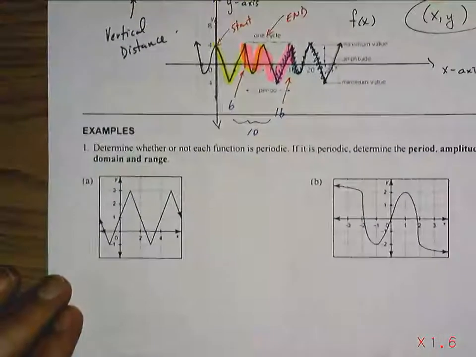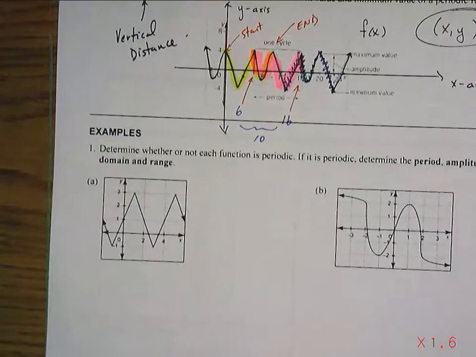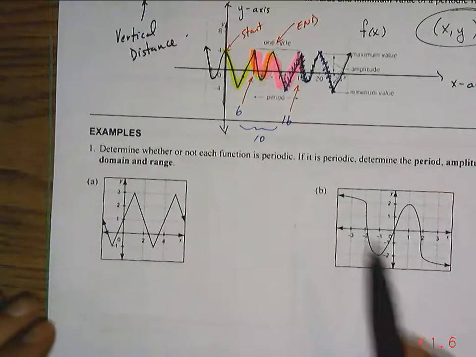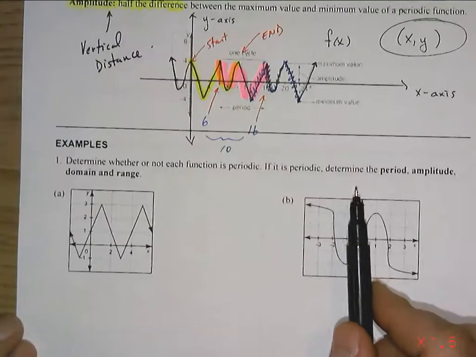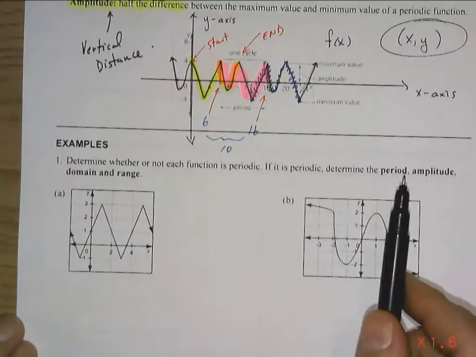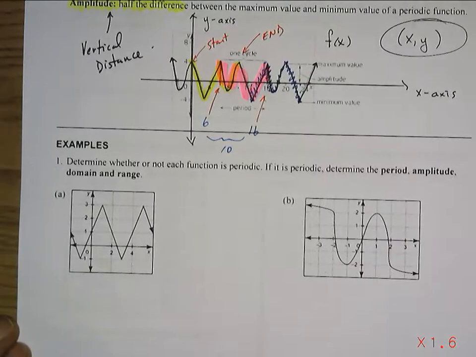Okay, welcome back, guys. We're looking at example 1. Determine whether or not each function is periodic. Then, if it is periodic, determine the period, the amplitude, and the domain and range. Okay, well, there's a bit going on there. Let's think about this for a minute.